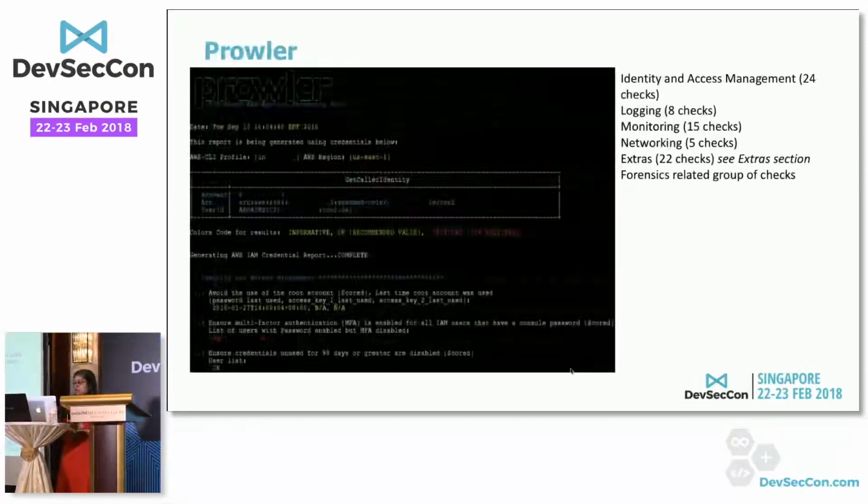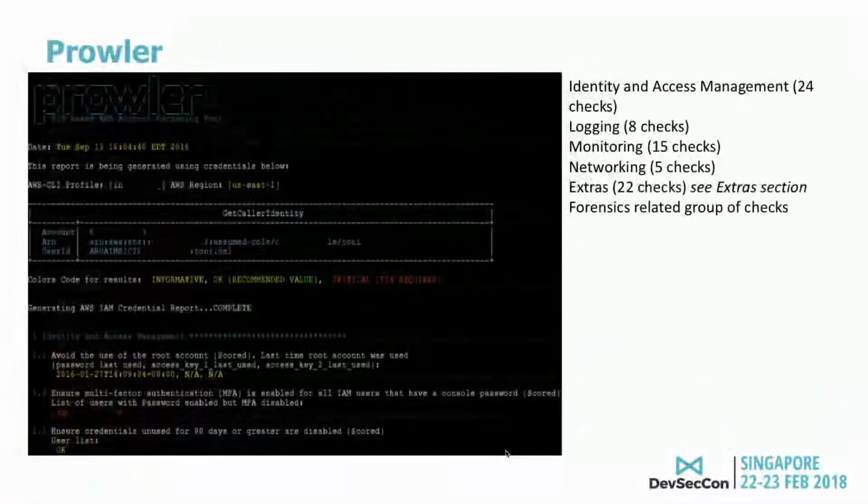What Crawler does is that it has 24 checks for identity and access management, 8 checks for logging, 15 checks for monitoring and networking, and a couple of checks for forensics. If you go to the Crawler GitHub site, they have mentioned all the checks that they do as part of the security audit.